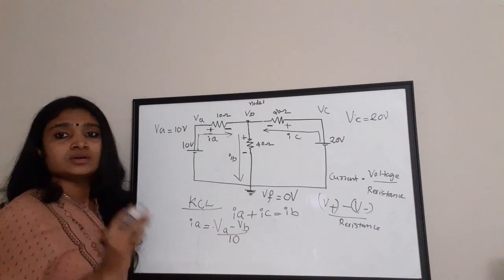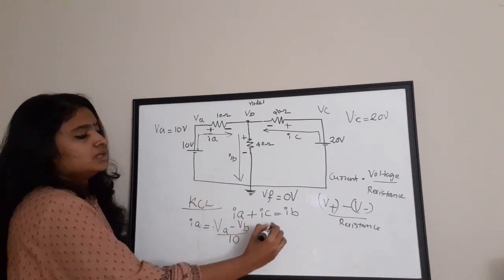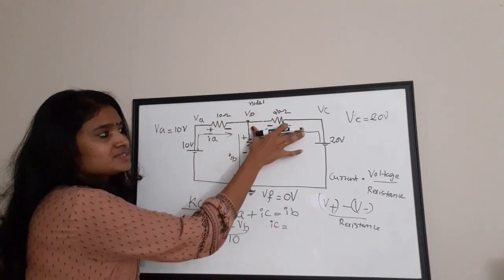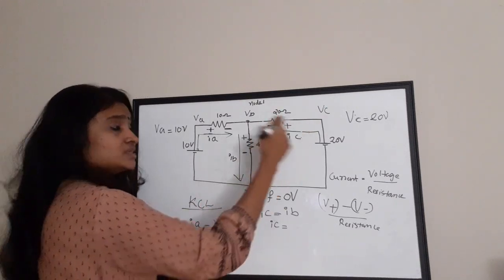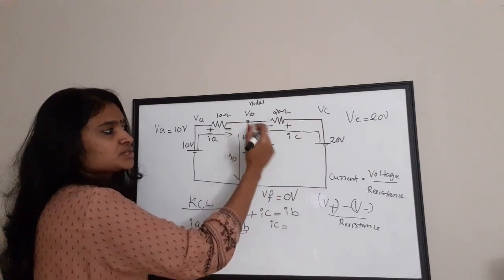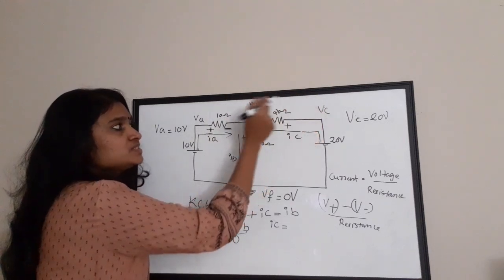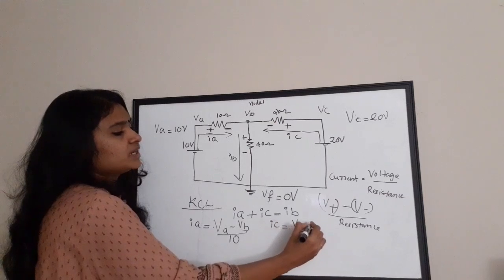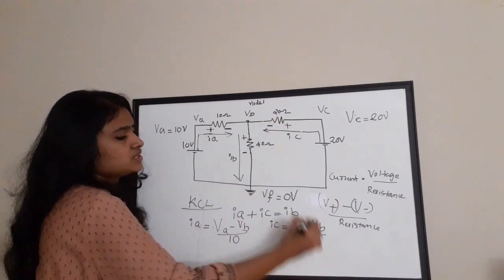So VA minus VB by how much? 10. Okay, now I'm going to write the equation for IC. IC is the current present in this branch. So for IC, what is the higher potential? It is VC, that is, current is flowing in this direction, right? So V plus is VC and V minus is VB, or higher potential is VC and lower potential is VB. So the equation is VC minus VB by the resistance value, which is 20.